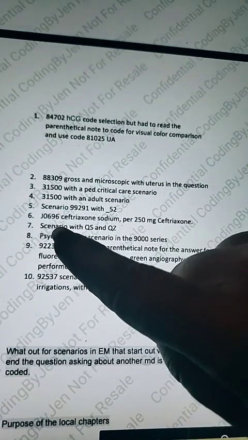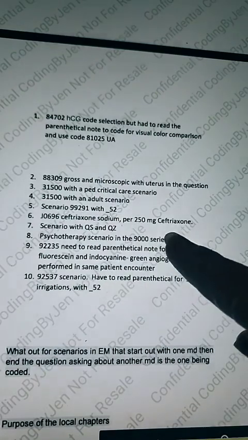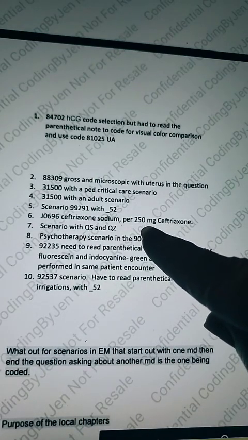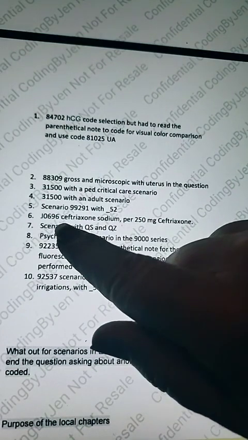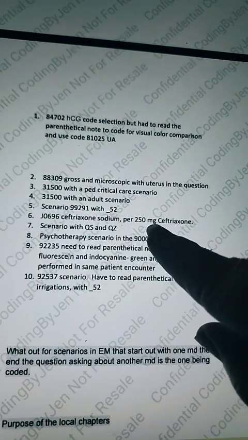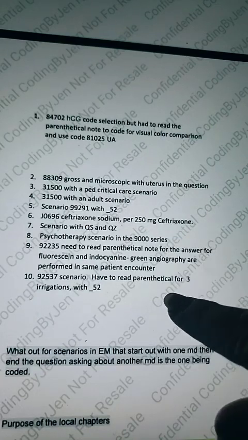The J code, the J696, is this one. The common question with this one is doing a 1 gram injection. So it would be this HCPCS code times 4 because you need 1 gram. So just so you know that one.